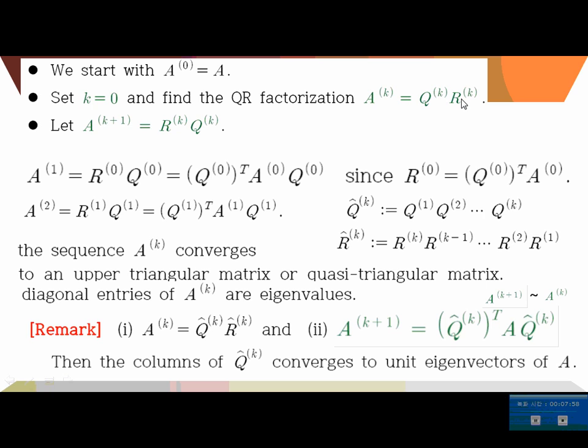Then rewrite this as R_k times Q_k and rename it as A_{k+1}, like this. Okay? The given matrix can be factored as QR, then change the position as RQ, like this, then rename it as A_{k+1}.